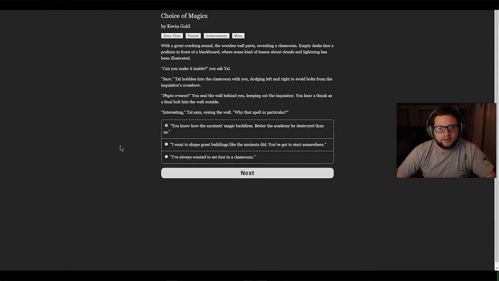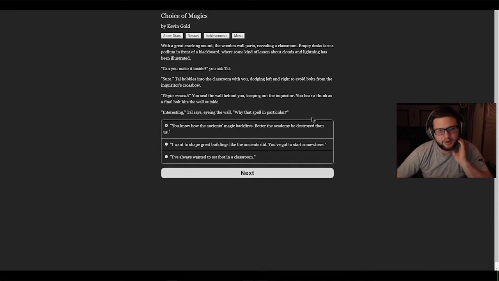With a great cracking sound, the wooden wall parts, revealing a classroom. Empty desks face a podium in front of a blackboard where some kind of lesson about clouds and lightning has been illustrated. Can you make it inside? You ask Tao. Sure. Tao hobbles into the classroom with you, dodging left and right to avoid bolts from the Inquisitor's crossbow. Phyto Crescat! You seal the wall behind you, keeping out the Inquisitor. You hear a thunk as a final bolt hits the wall outside.